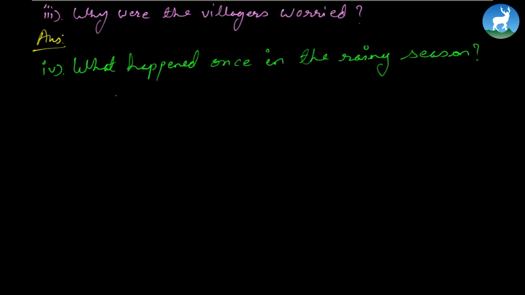Number 3. Why were the villagers worried? The villagers were worried because, remember the biggest snake? Again, a very simple question. Now, what happened once in the rainy season?